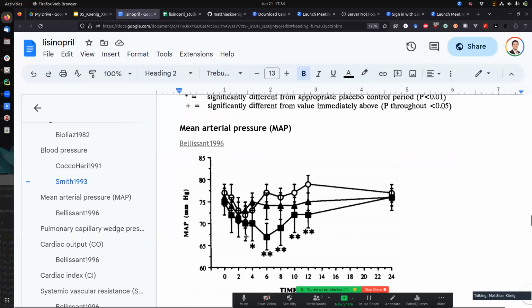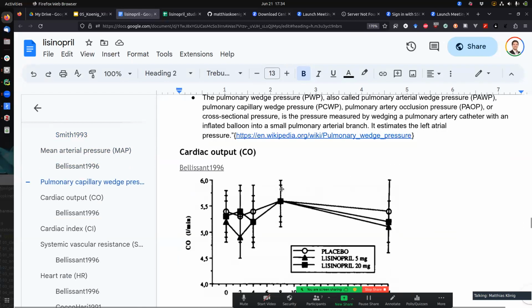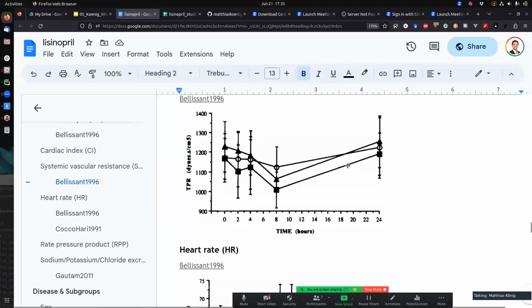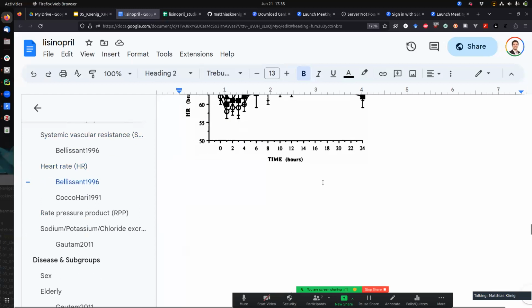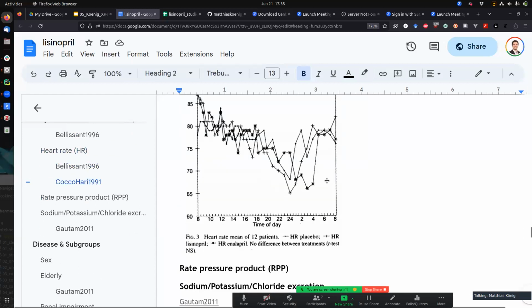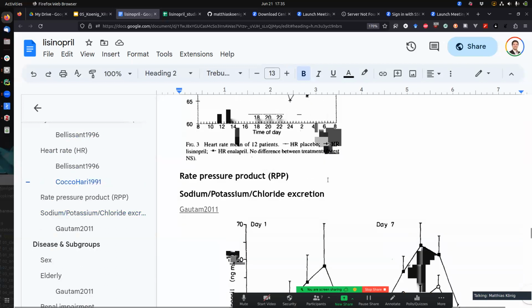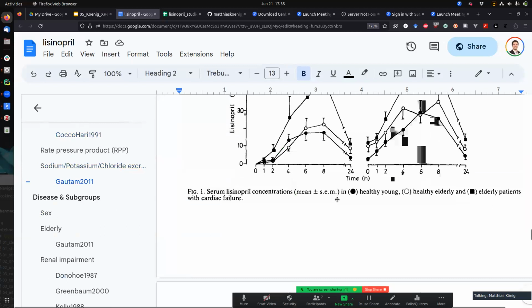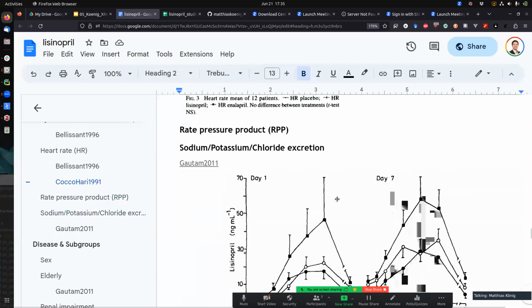I said mean arterial pressure. In the short term, we see a pretty good effect. For cardiac output and heart rate, I would say there's probably nothing there, no real effects. Heart rate and so on is probably also pretty constant. Other things, yeah, we have some changes in the, what is this here?